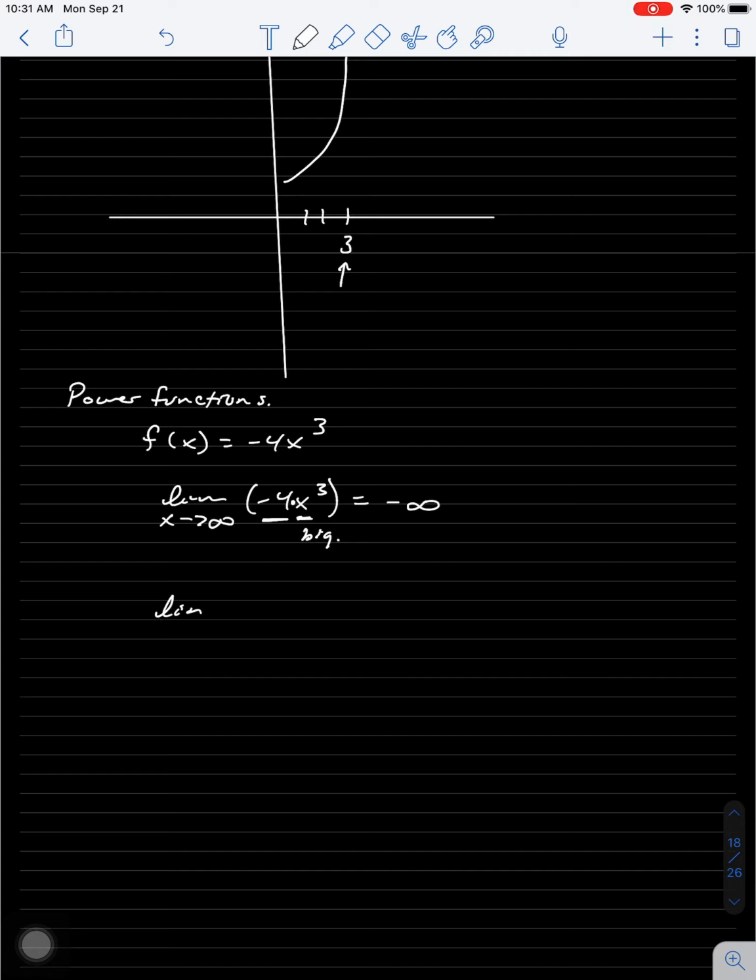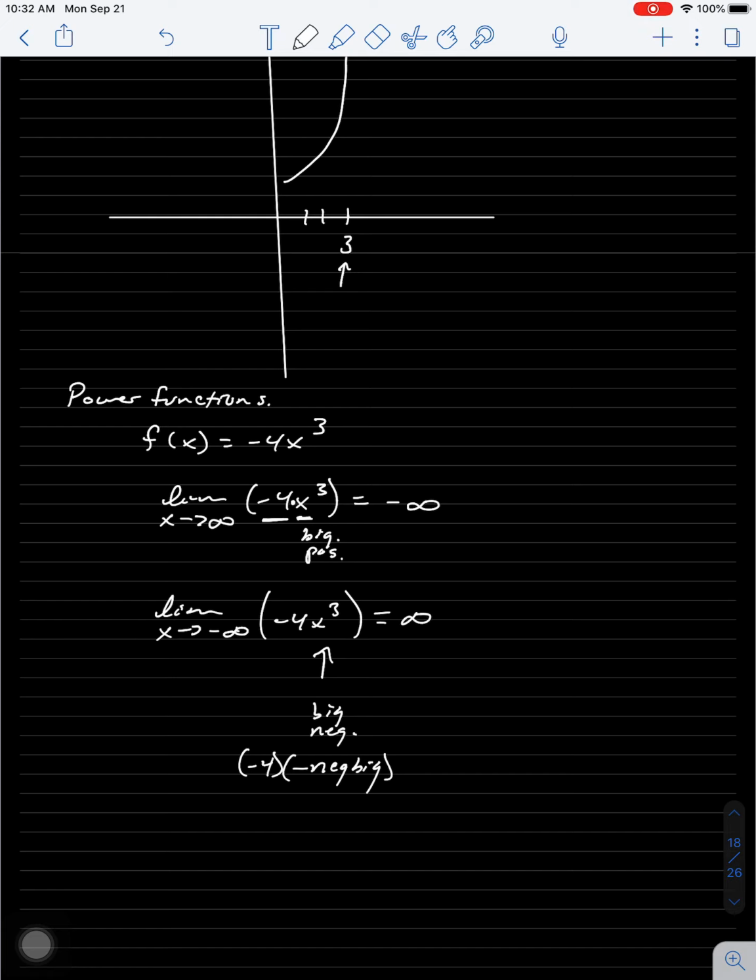Conversely, if I take the limit as x goes to negative infinity, well, this was a big positive number that we were plugging in. Now we're going to plug in a big negative number. What happens? Negative 1,000,000. Okay, well, negative 1,000,000 cubed is a big negative number, right? And that's being multiplied by a negative 4. So this actually is going to turn into a very big positive number.